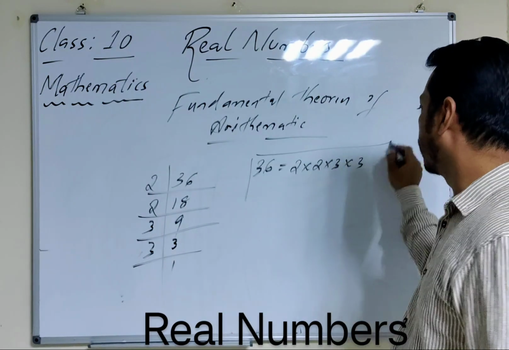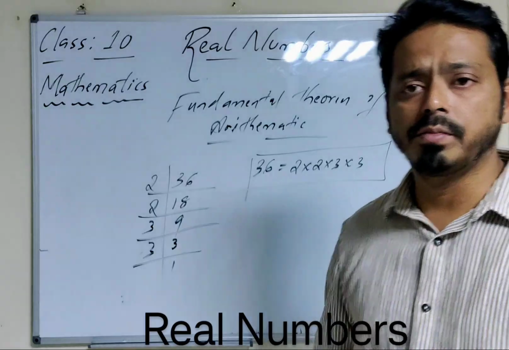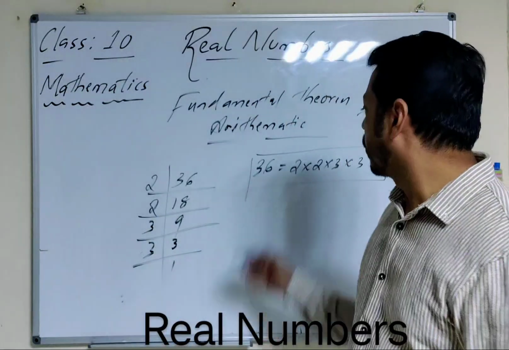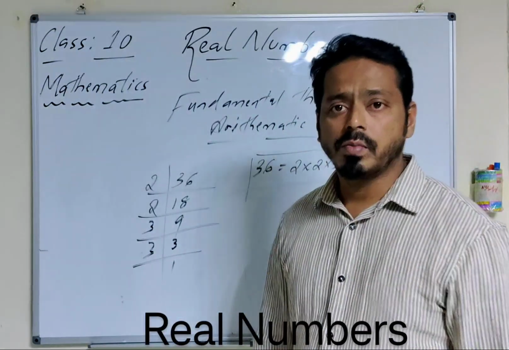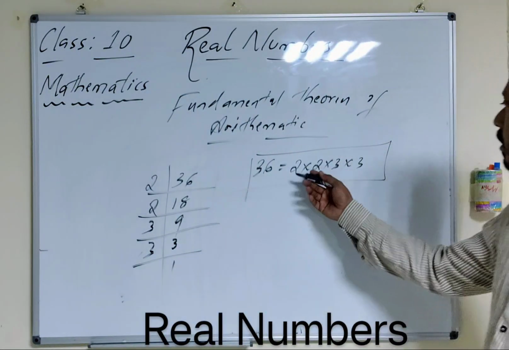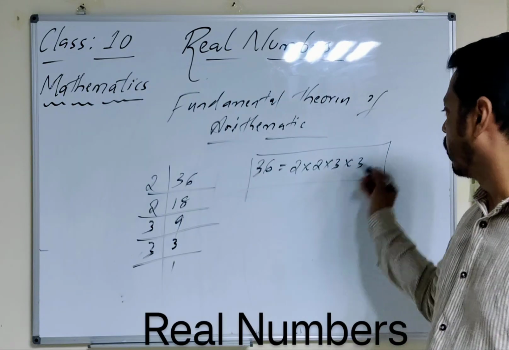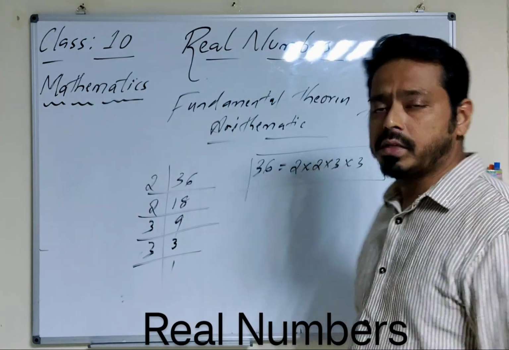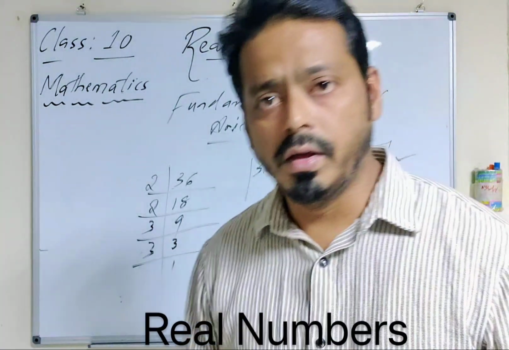So this is what the fundamental theorem of arithmetic says, that every composite number can be written as a product of its prime factors, apart from the order in which they occur. If you write 2 times 2 times 3 times 3, that is also the same. If you write 3 times 3 times 2 times 2, that is also the same.